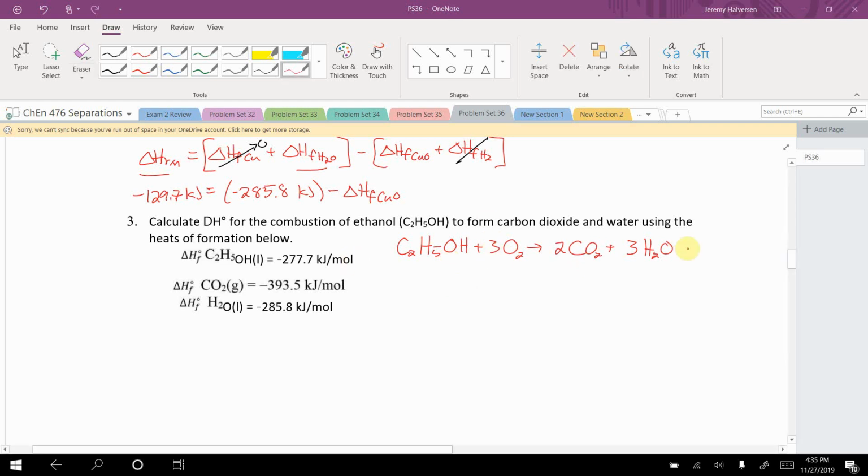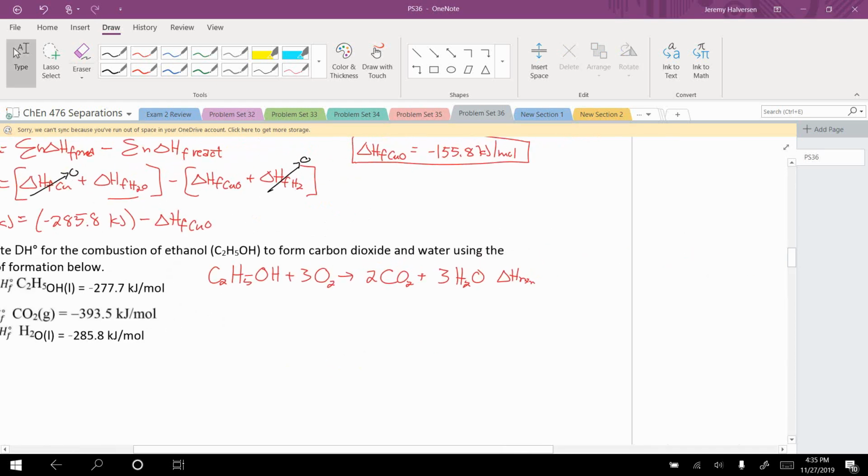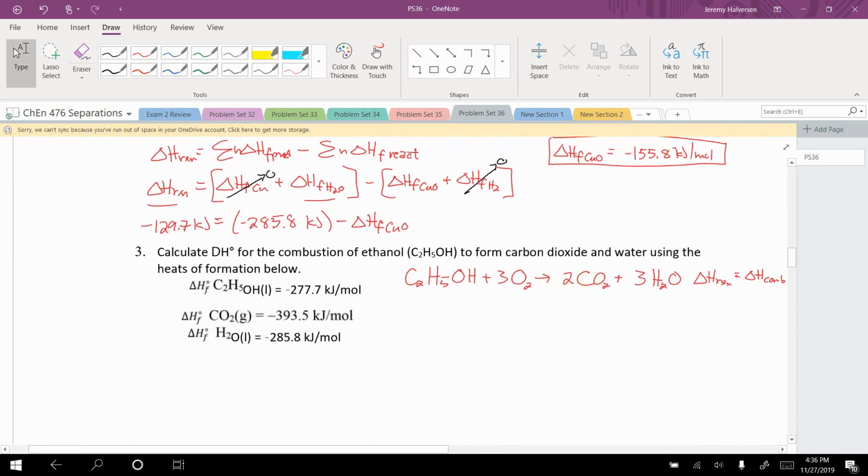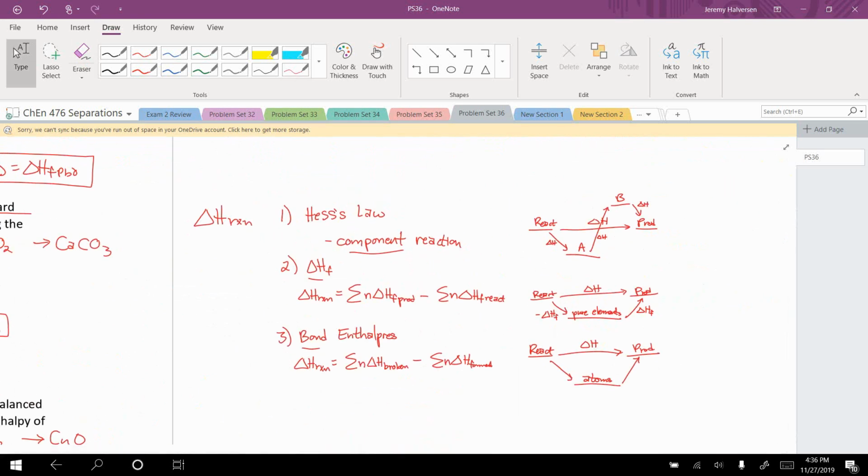Okay, so I want the delta H of this reaction because this is the combustion reaction for ethanol, so the delta H of this reaction is the delta H of combustion of ethanol. Well, they give me delta H of formation, so that's the method that I'm going to use, the products minus reactants method.